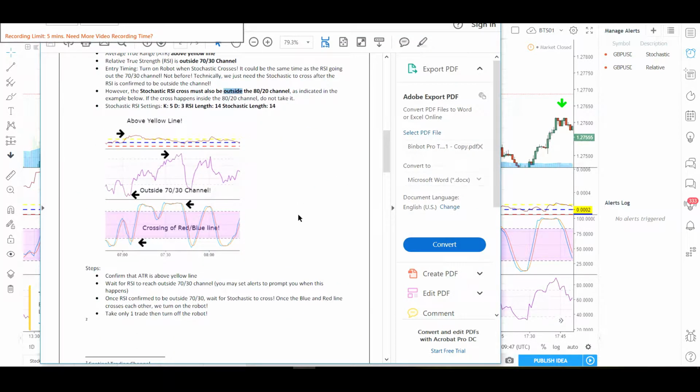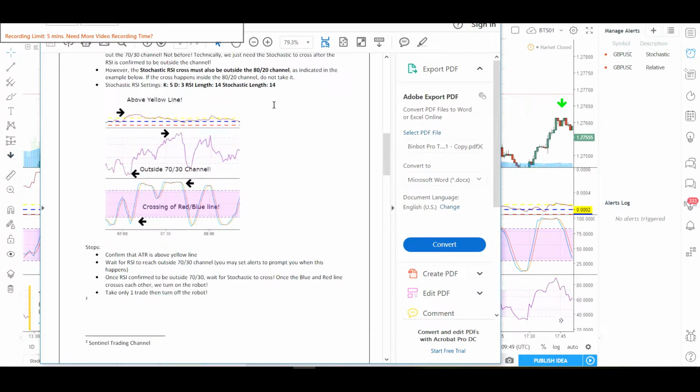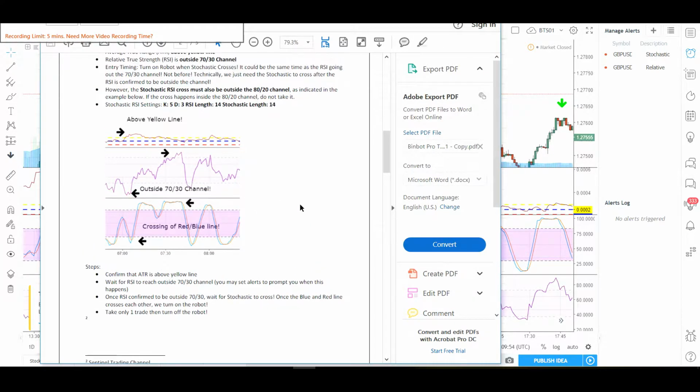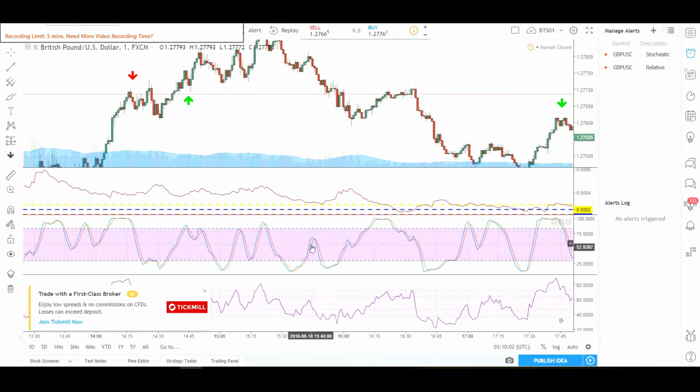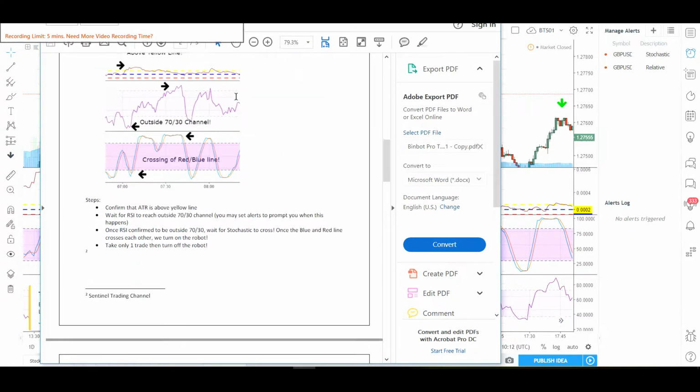And always remember to look at the other nodes and the RSI. Also remember that the stochastic RSI cross that you refer to must be outside the 80-20 channel. So for example, crosses inside the channel, we don't take. The crosses must happen outside the channel. Okay, that's also an important note.